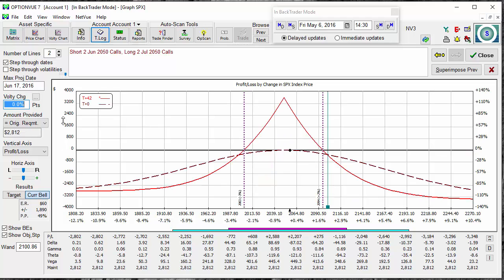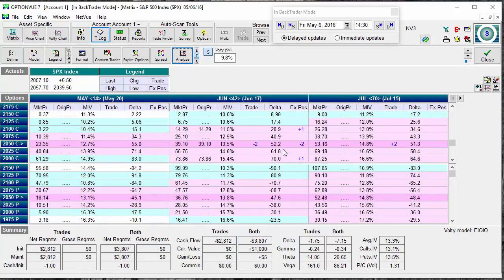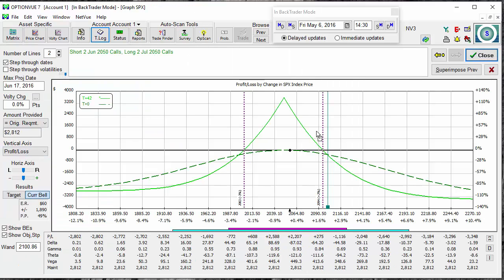So the single biggest drawback to trading calendars is related to this question right here. Why does a calendar operate differently than a butterfly? It's because you have options that expire in different expiration cycles. These expire in 42 days. These expire in 70 days. These are going to react to changes in volatility much differently, at a different percentage and ratio and a different relationship than these.